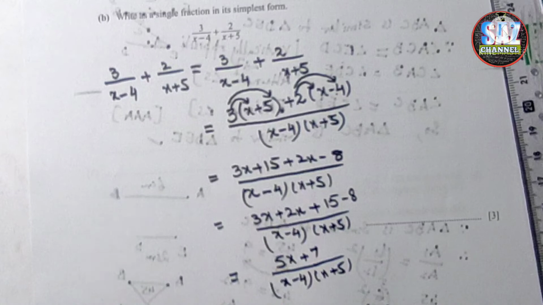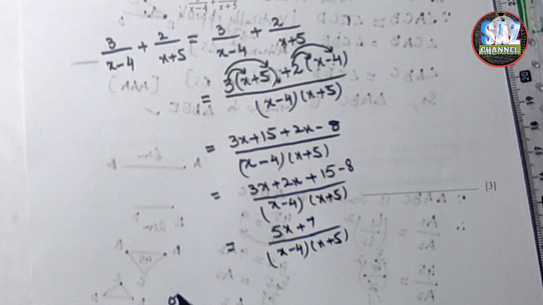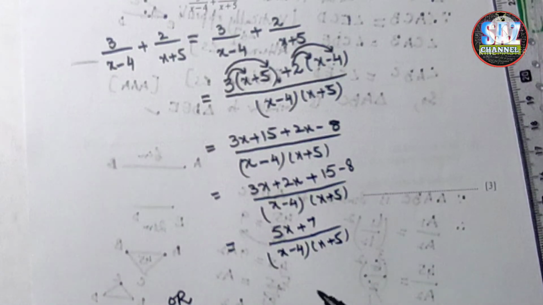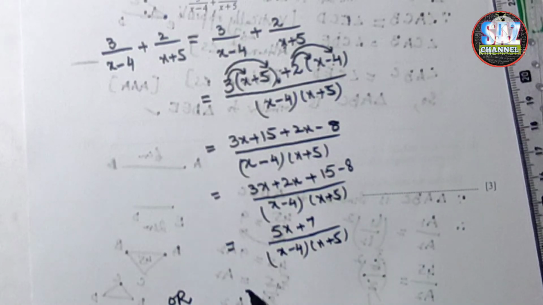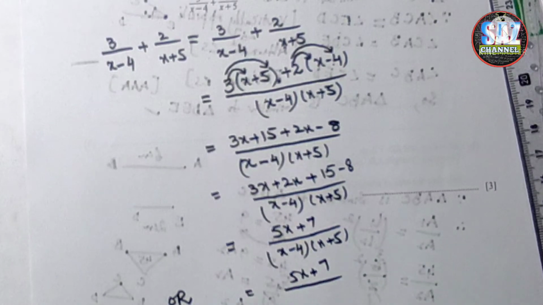I hope you are clear about this. Either you can leave your answer at this stage, or what we can do is, because we found this in the previous paper as well, that the examiner is sometimes multiplying the denominator as well. It will be equal to 5x plus 7 upon, I'll be going with the trick that x will be multiplied by x, it will become x square.